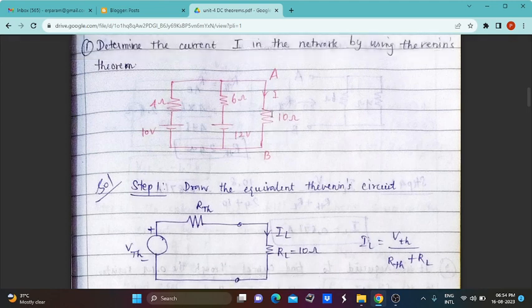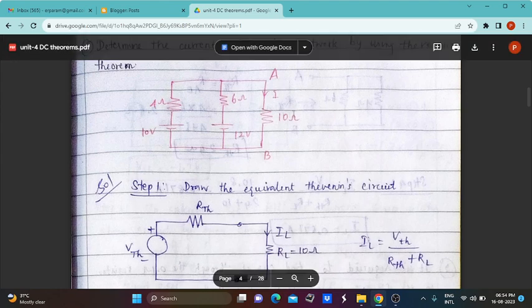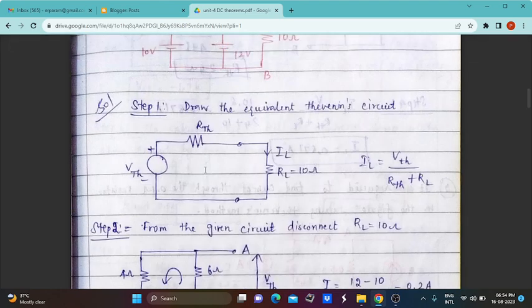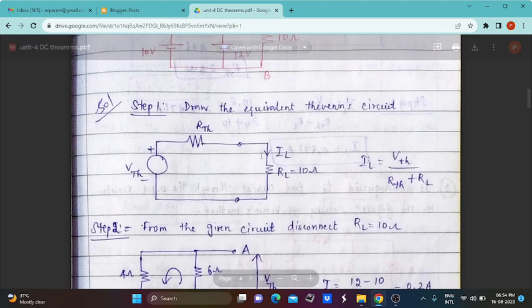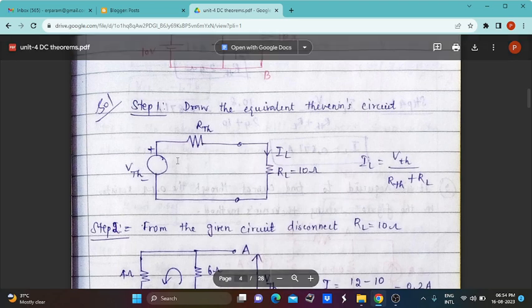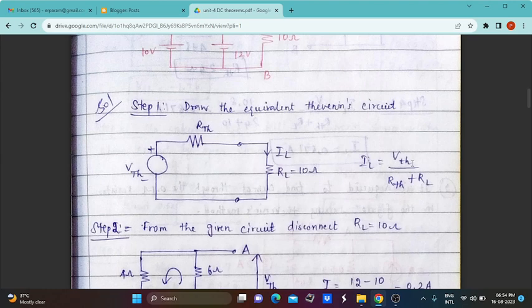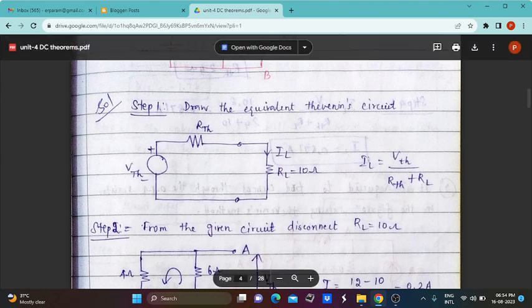Now this 10 ohm is a load resistance, and we have to find the current flow through this load resistance RL, which is denoted as IL. So this is the equivalent circuit for Thevenin's theorem. In step 1, we can draw the equivalent Thevenin circuit: VTH, RTH and RL. From this we can find IL is equal to VTH divided by RTH plus RL.